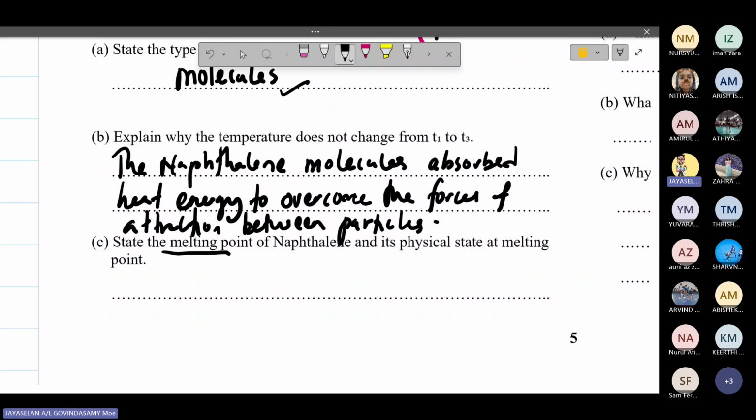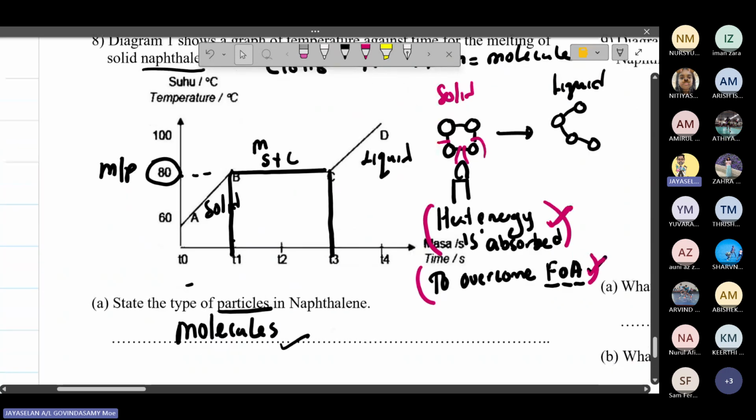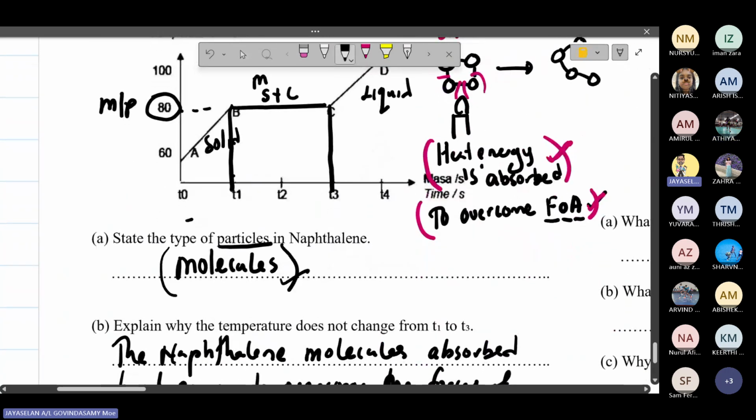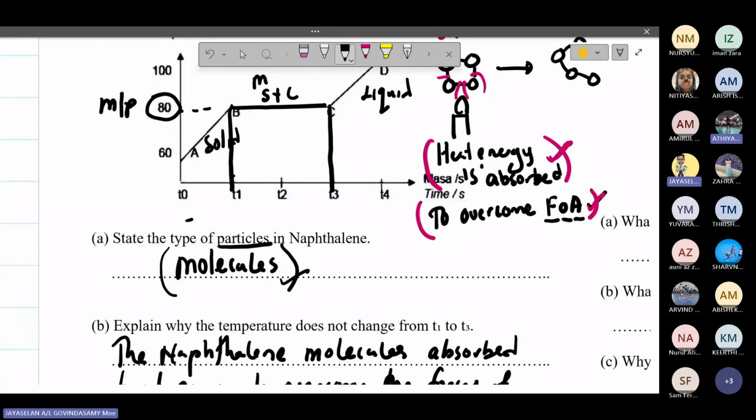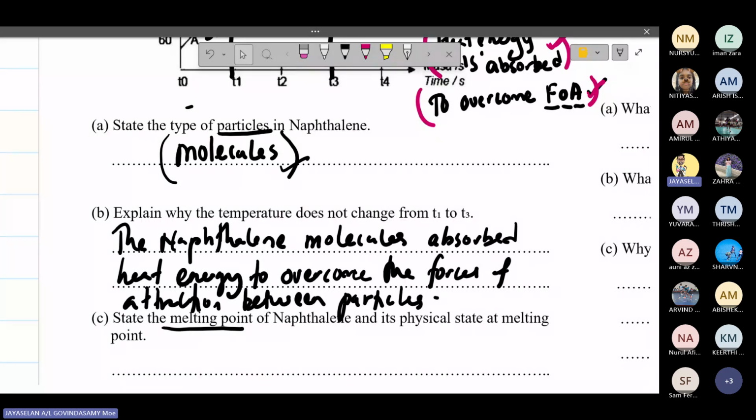Next question, state the melting point. They want the temperature. Okay, why Adianman? Angkat tangan. So naphthalene molecule, can you just put naphthalene, or must put naphthalene molecule? Molecule, because here you already put the molecule, right? So the molecule will absorb heat energy. If you don't want to put it, then the particles will absorb heat energy, 1 mark, to overcome the forces of attraction, 1 mark.